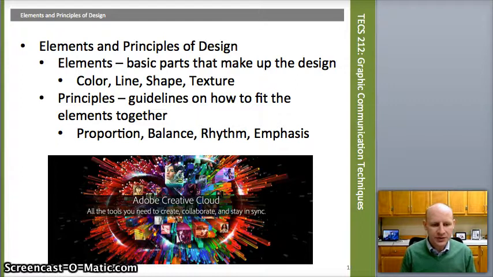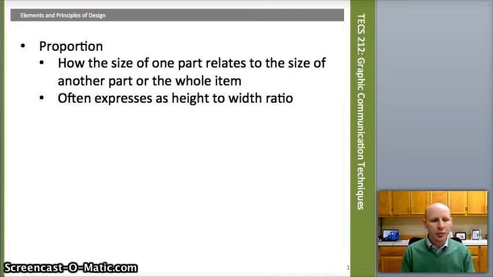So the principles are guidelines that tell us how to fit the elements together. The four principles of design are proportion, balance, rhythm, and emphasis. So let's start with the first one, proportion. Proportion refers to how the size of one part relates to the size of another part or the whole item, and oftentimes this is expressed as a height to width ratio. When we're doing designs, we want to think about proportion and make sure that the objects included in our design are proportional to each other.